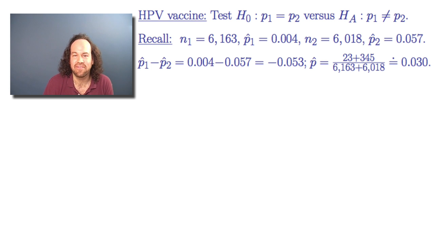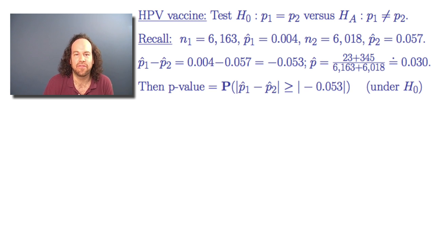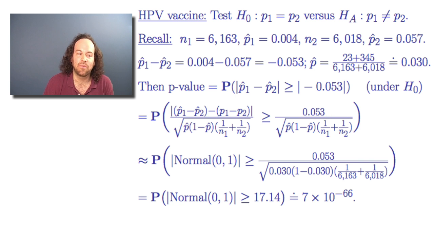So we can again compute the difference between the observed fractions. And now for hypothesis testing, we can compute this pooled value p hat, which in this case works out to about 0.030. And then the p-value, as we know, is to compute under the null hypothesis, what's the probability that we would observe a value of p1 hat minus p2 hat in absolute value, which is bigger than or equal to 0.053, which is the absolute value of the difference that we observed. And again, we can subtract and divide by the square root and end up saying it's the same as the probability that the absolute value of a standard normal is bigger than or equal to 17.14.